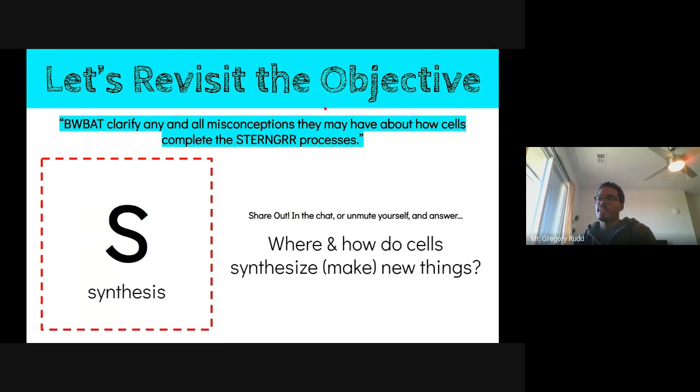So we want to revisit the objective, which asks us to clarify any and all misconceptions they may have about how cells complete the STURGEON processes. So let's see how well we can relate these concepts back to our 8 essential life processes. STURGEON. The S in STURGEON, of course, stands for synthesis. So share out. Where and how do cells synthesize, aka make, new things? Can someone think of an example of how cells make new things?